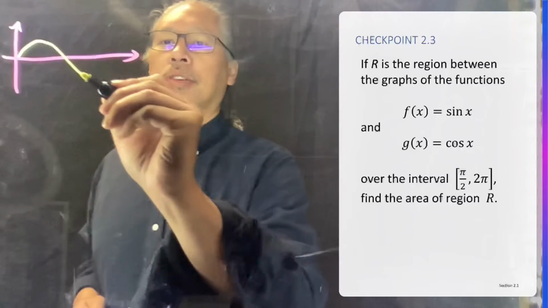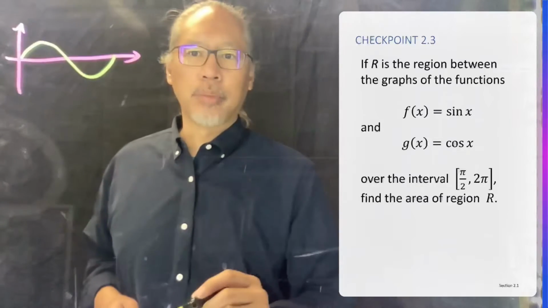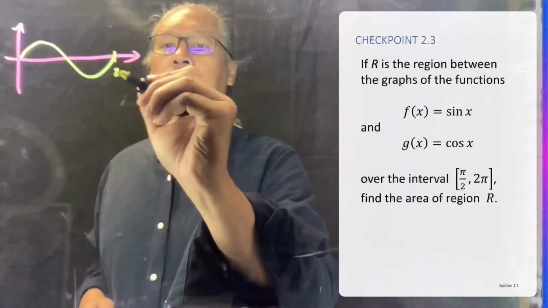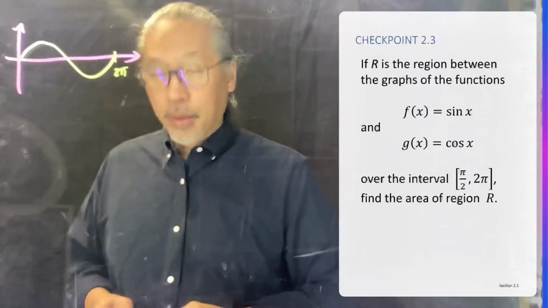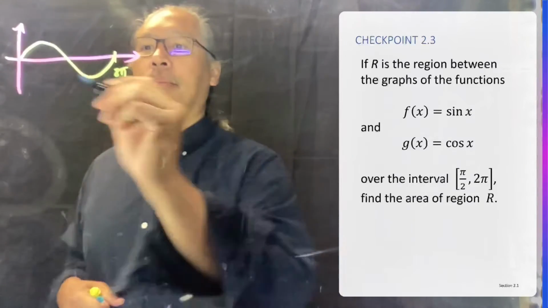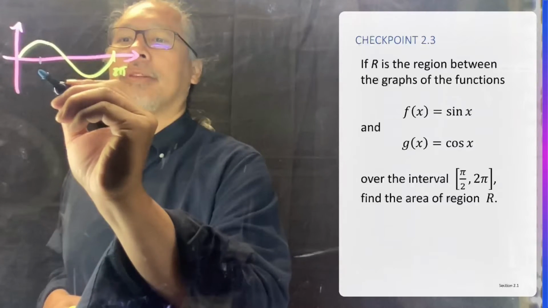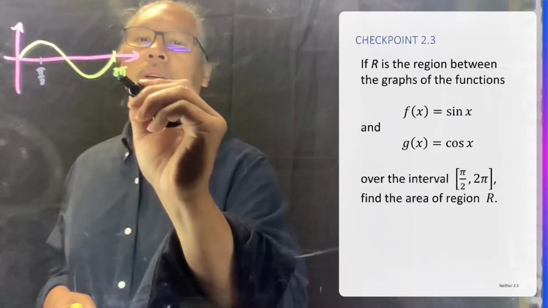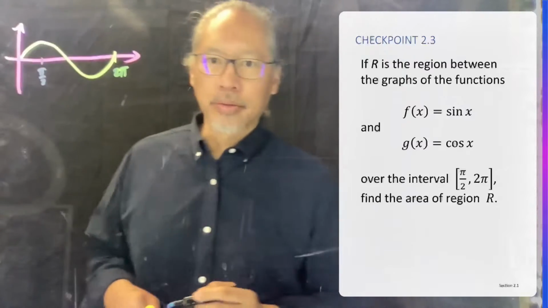We have the sine function that starts at 0 and ends at 0 by the time we get to 2 pi. And by the way, pi over 2 happens here, and this is 2 pi. Those are going to be our limits of integration.